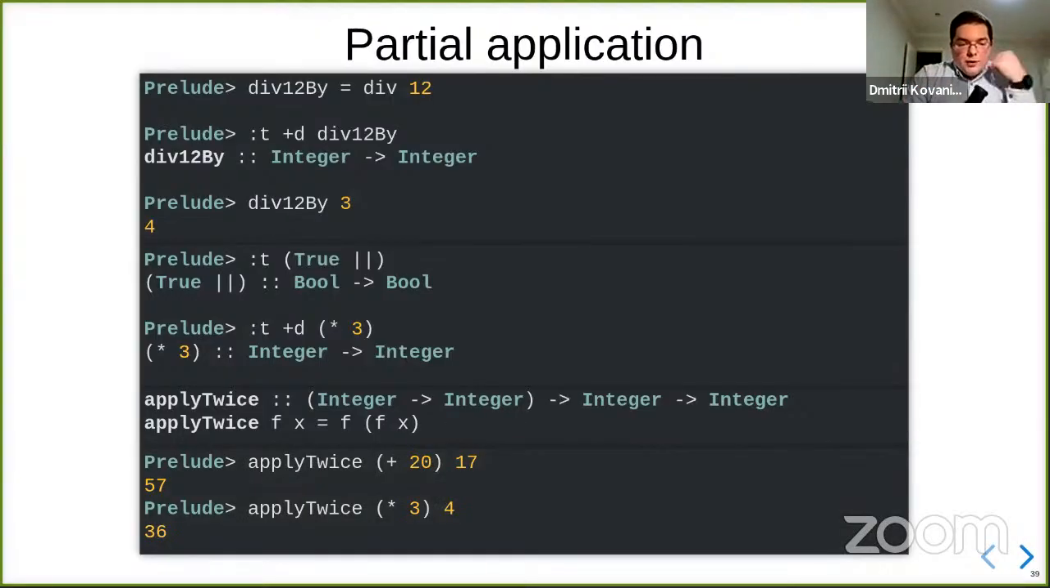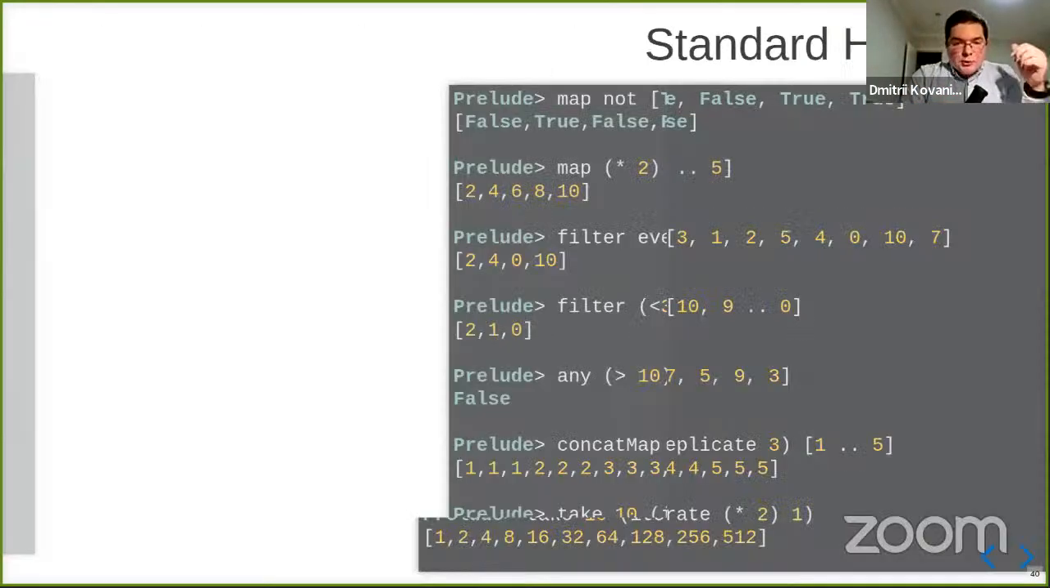Again, we can pass an operator. This is called an operator section, a partially applied operator. Plus is an operator or function that takes 2 integers. We apply it partially to 20, and we now get a function that takes a number and adds 20 to it. So if we pass this function and the number 17 to apply twice, we'll get 57, because we add 20 to 17 once, we get 37, and we add another 20 and get 57. The same with multiplication. So this basically works. Everything works, and it's kind of neat.